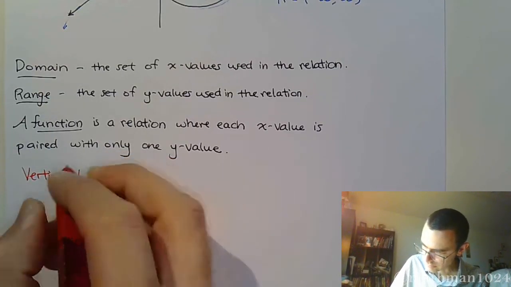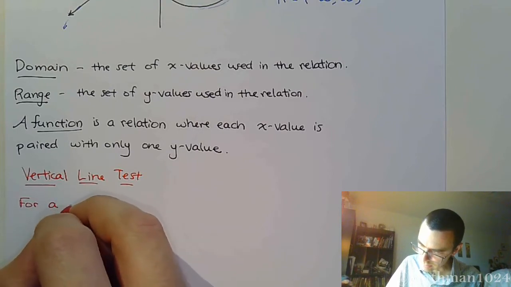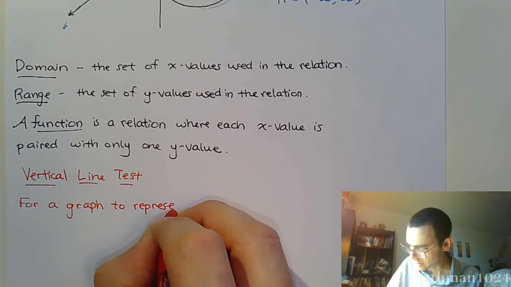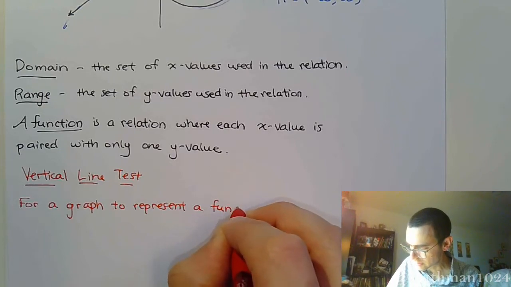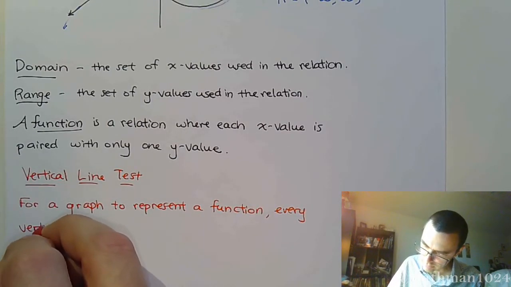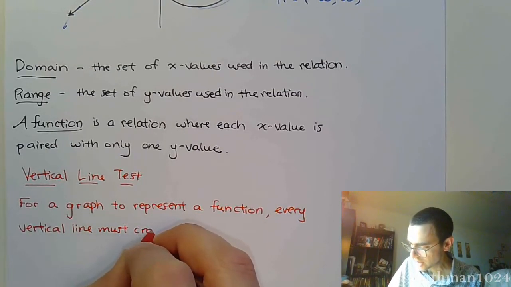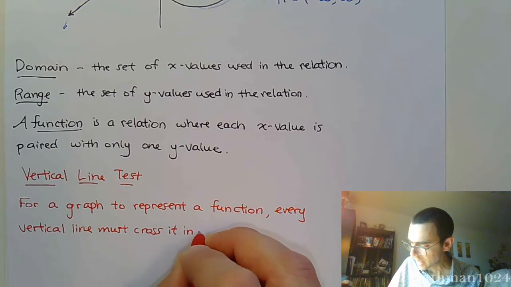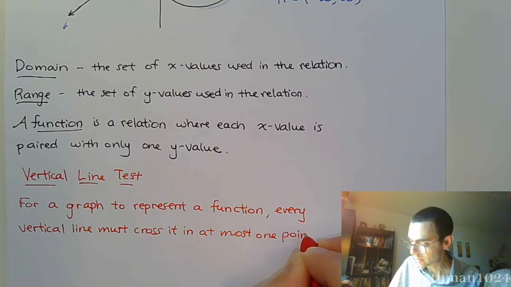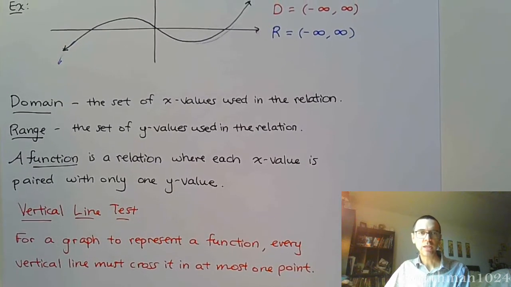The vertical line test says that for a graph to represent a function, every vertical line must cross it in at most one point. So when you look at a graph, every vertical line can only cross it in at most one point.